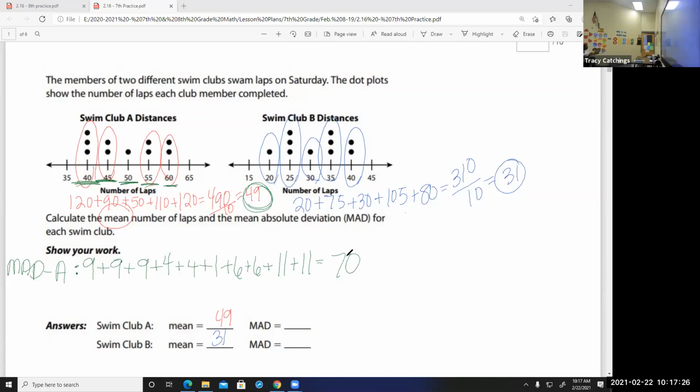All right, you said 70. How many? We already said we had 10 dots. So then 70 divided by 10 will give us what? Good job.